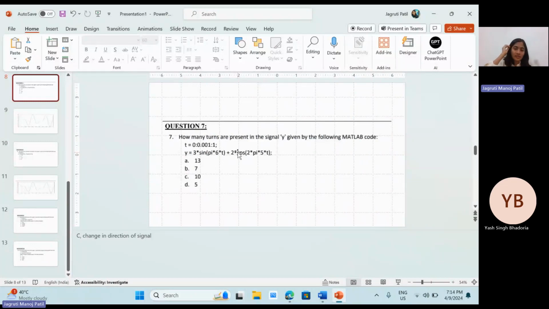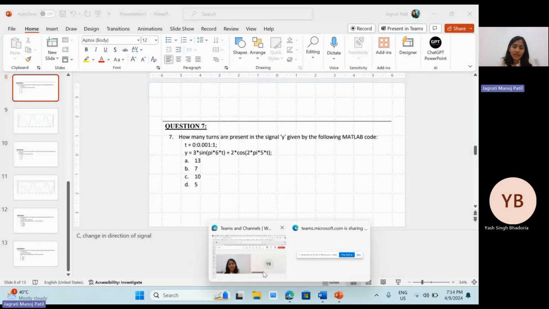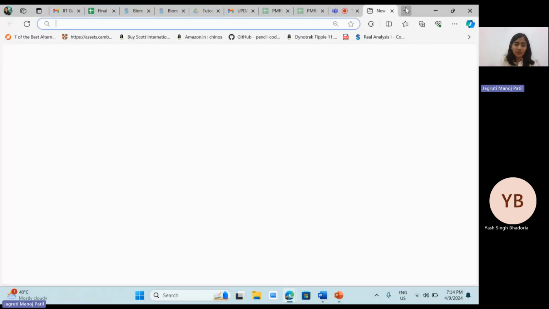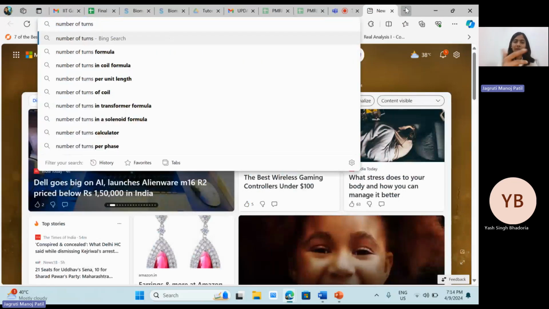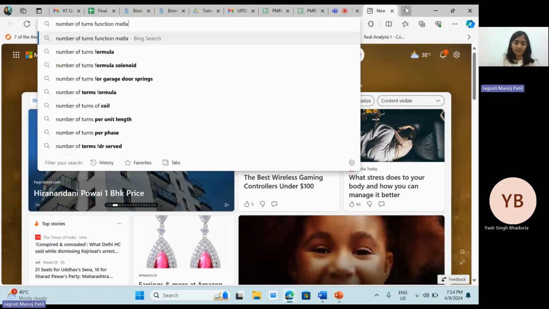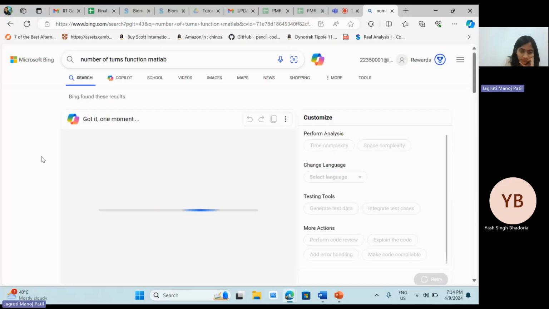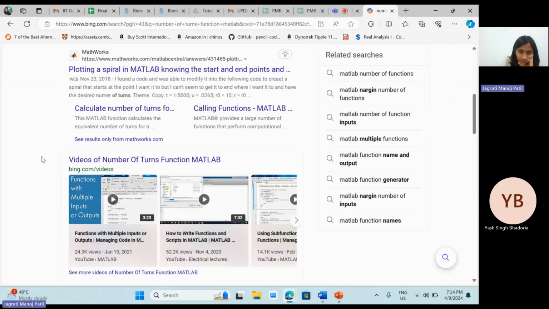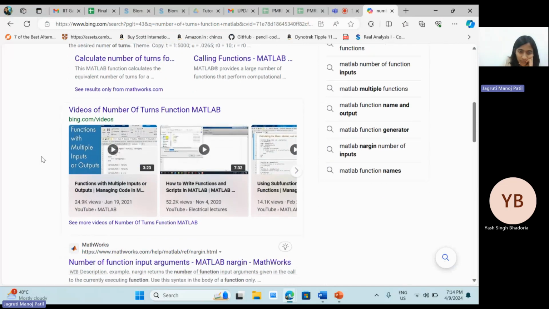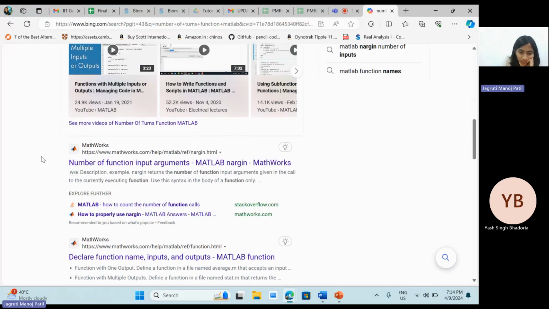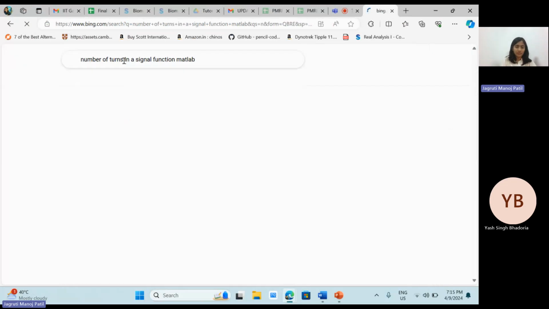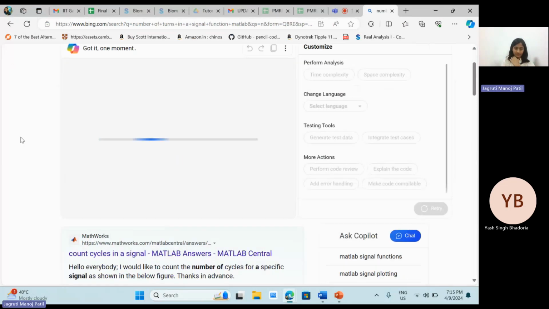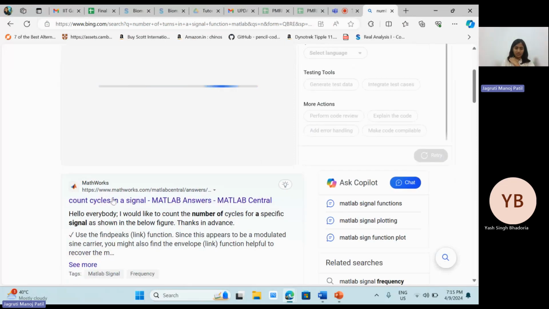I'm not really sure. Let's Google it. Whenever I've done it, it's been thresholding types. But if you have the signal and you have to compute, then you can directly measure it. Number of turns function. I don't think so. Multiple inputs, outputs. No. Signal. Count cycles. How many number of cycles do we have?